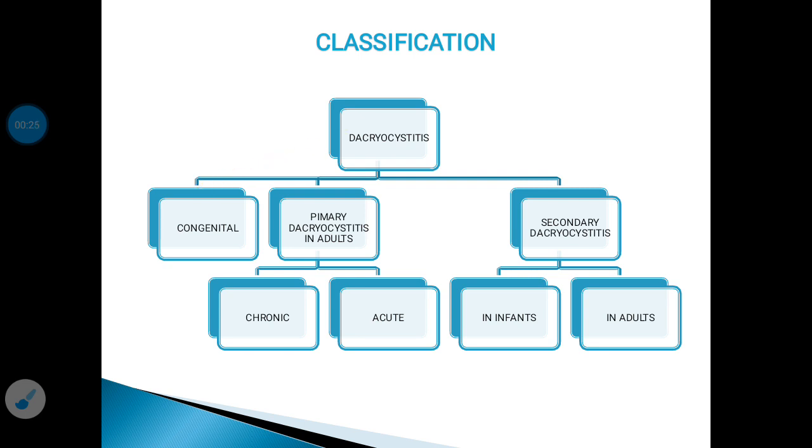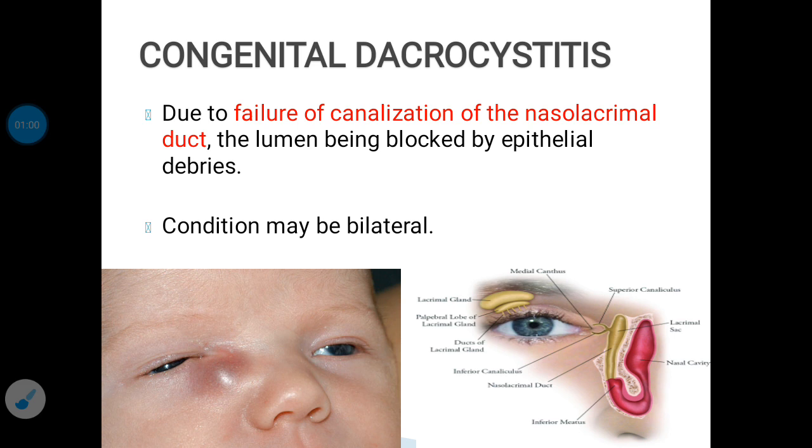One is congenital, second is primary dacryocystitis in adults, and the third variety is secondary dacryocystitis, which occurs as a result of infection present somewhere else. The primary dacryocystitis can be further divided into the chronic and acute variety, and the secondary dacryocystitis can be further divided into that occurring in infants and that occurring in adults. Now we will see one by one the various varieties of dacryocystitis.